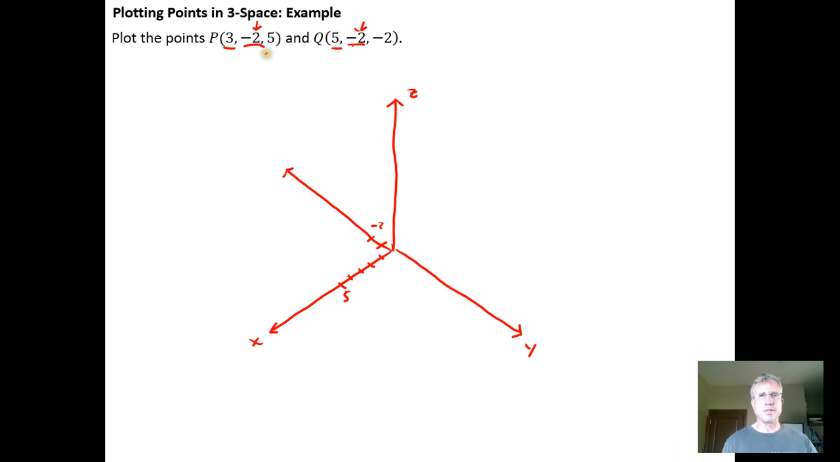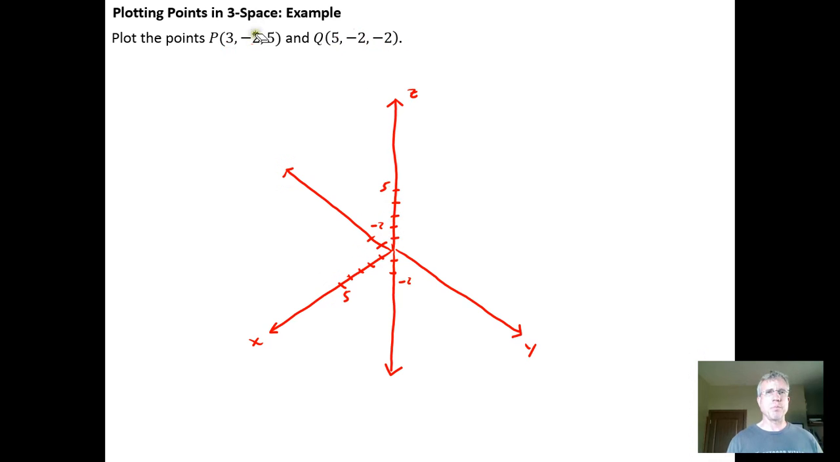And then in the z direction, I see that I need to go from negative 2 to positive 5. So I'm going to draw in the negative part of the z-axis. And I'm going to go from my negative 2 all the way to my 1, 2, 3, 4, 5. So I try to get the tick marks in that I'm going to need. And once I do that, I'm ready to plot the points.